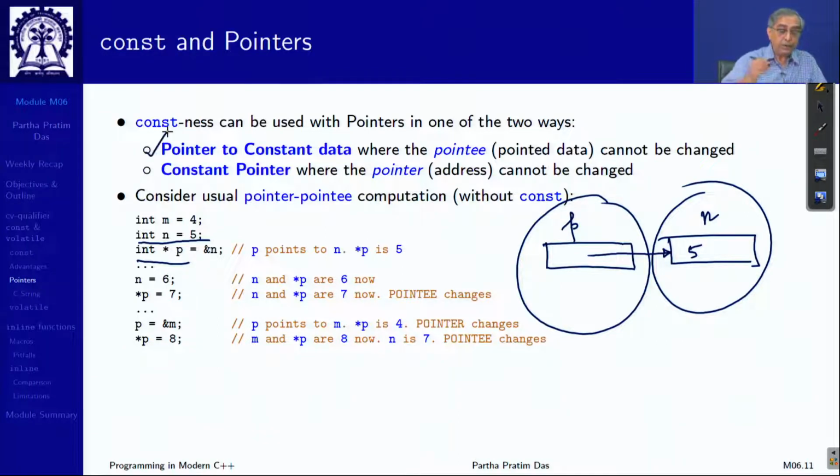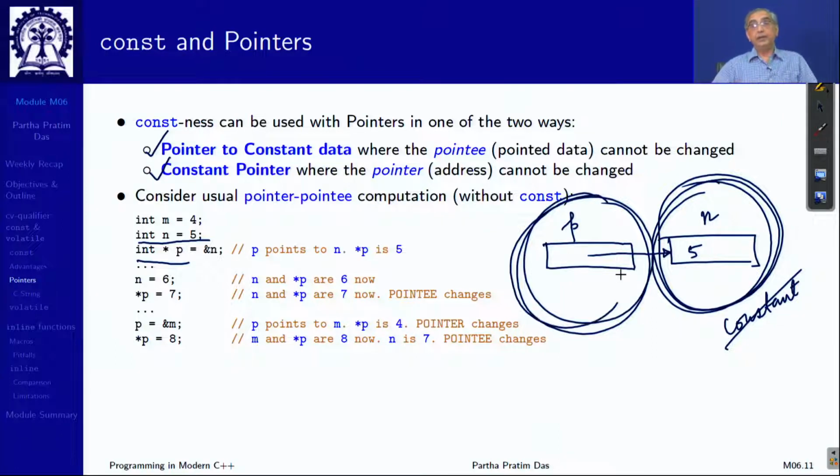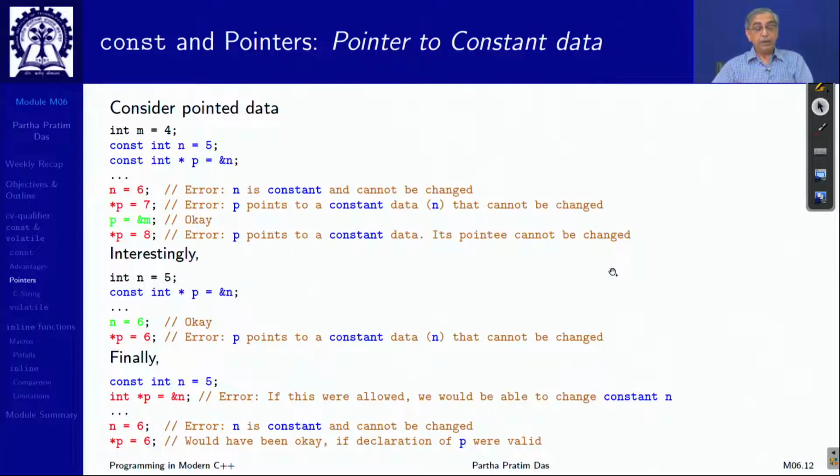One is pointer to constant data, that is if p points to something which cannot be changed, then it is a pointer to a constant data. This is constant. Whereas, if p is a constant pointer, then it cannot be changed to point to anything else. It becomes a constant pointer, right. Two types of constness, and actually you can have both at the same time as well.